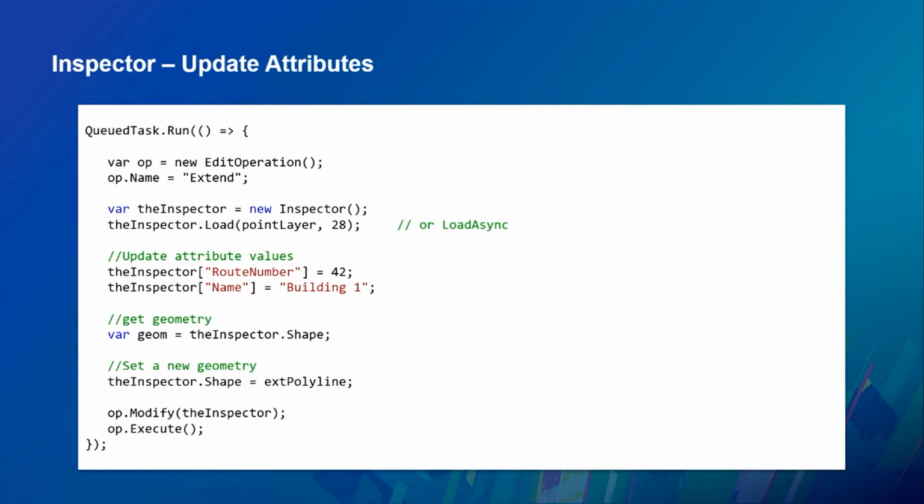So it's fairly easy. If you send it the wrong geometry for the shape type, so say you've got a polygon and you send it a point, the execute will fail and the error message will tell you that the geometry is wrong in that particular case.